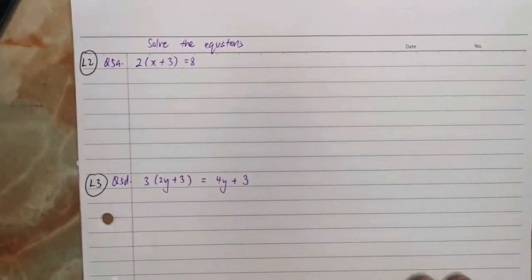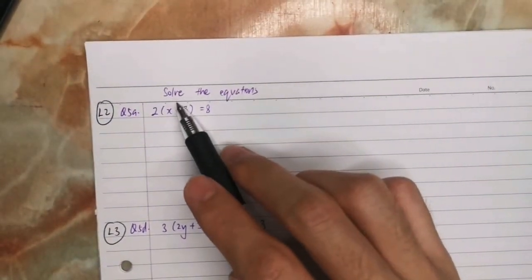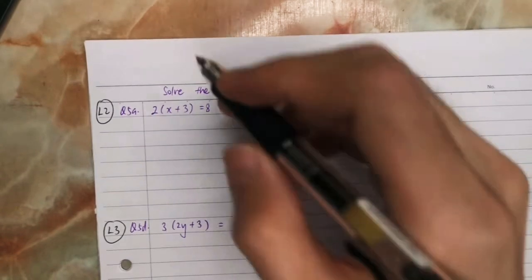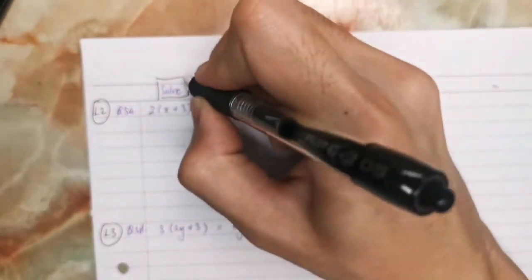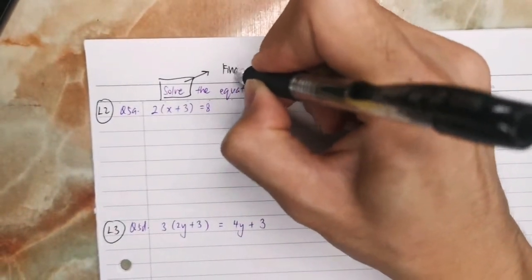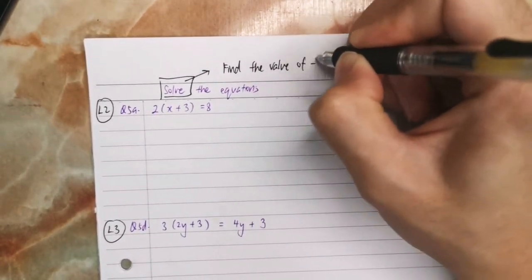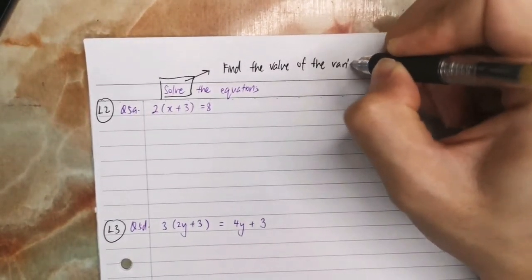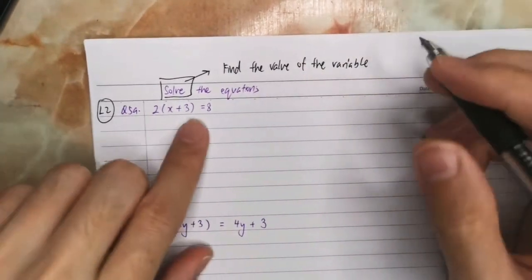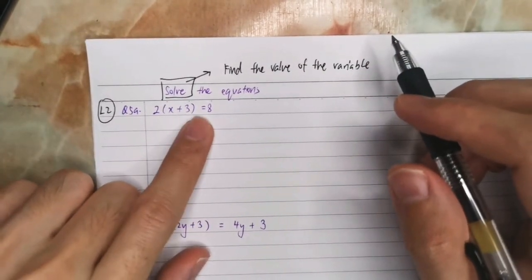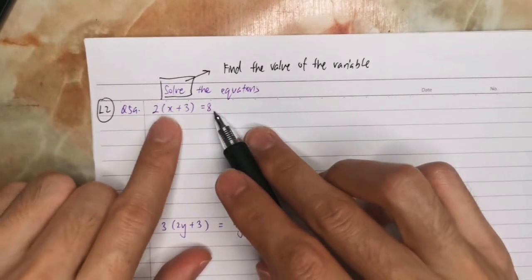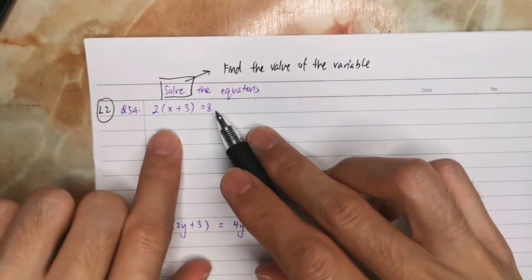Let's look at this question. So now we need to solve the equation. So what does solve mean? Solve means you find the value of the variable. And what does equation mean? Equation means you must have an equal sign between two expressions or numbers.